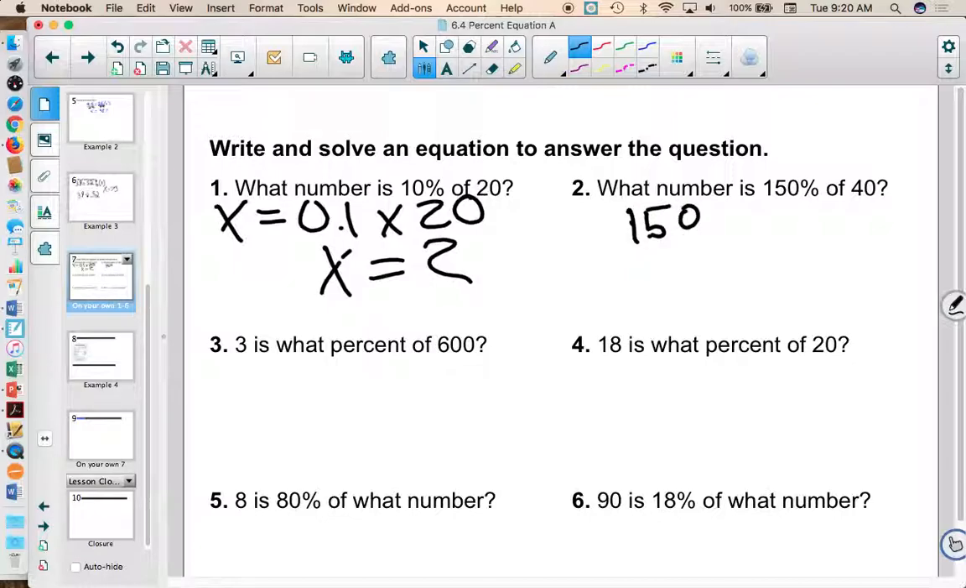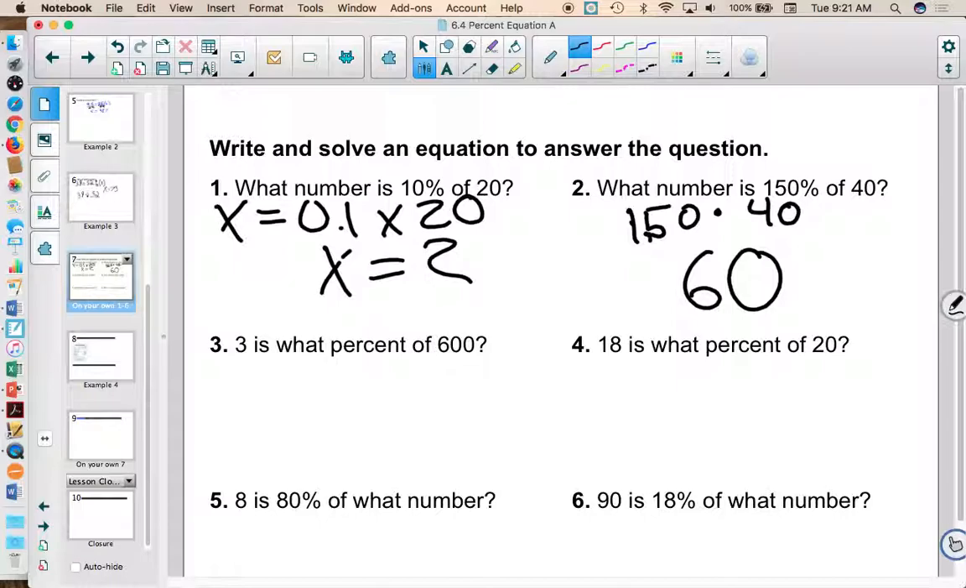You are correct. Hey, you know how I look at it? You have 3 equals. Number 3, you have 3 equals X times 600. Okay, take a look at number 2. Is she correct? 150. Yes. Now 1.50 times 40 equals 60. Good. No, you did fine.